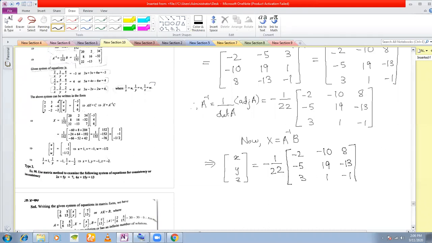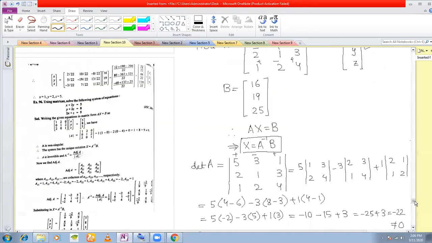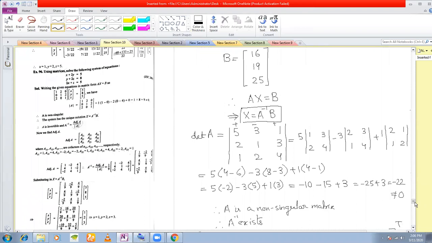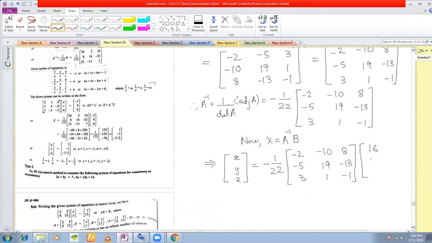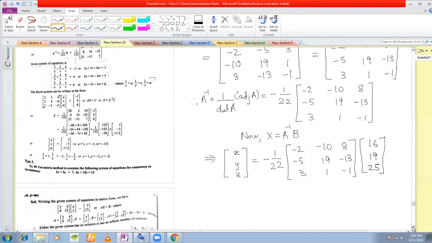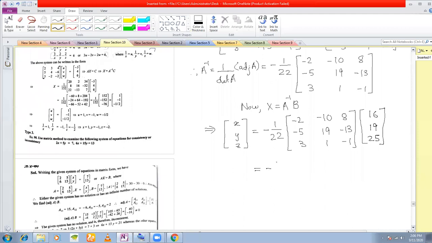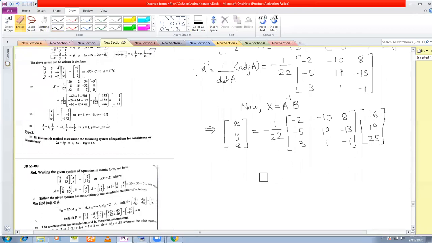So this is A inverse. And what is B? My B matrix is here: 16, 19, 25. This column matrix 16, 19, 25. Now what you do is you multiply these two matrices together. You get minus 1 by 22. Let me write here. That means what is your x, y, z? X, y, z here is minus 1 by 22 into the multiplication of these two matrices.